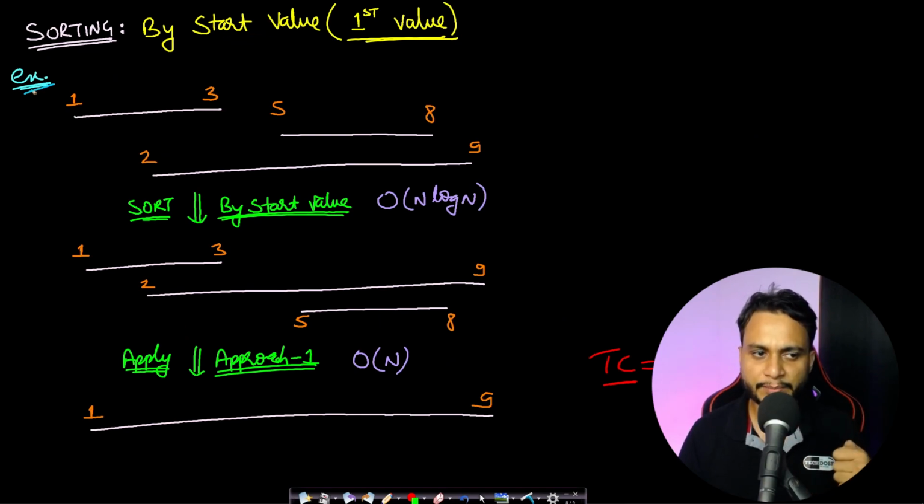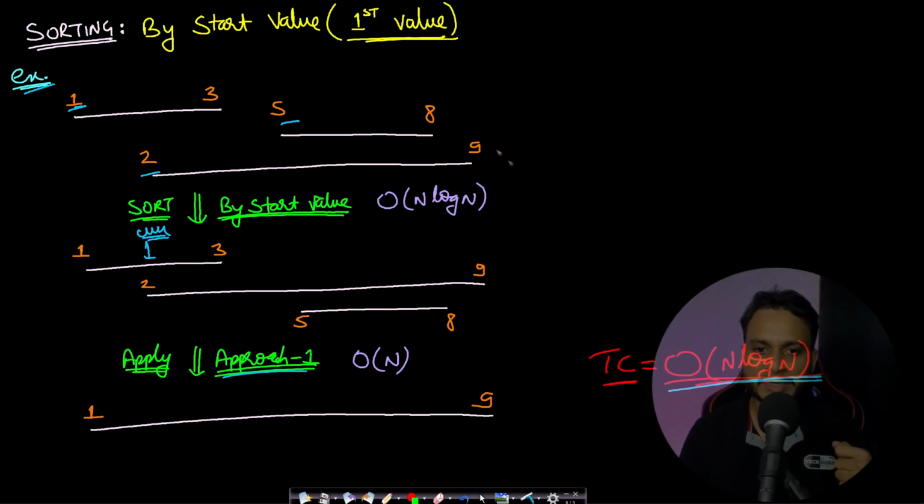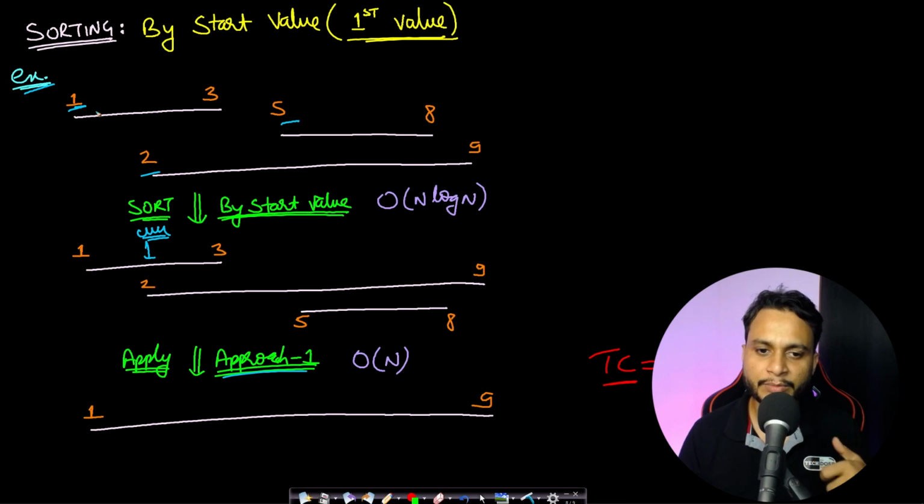So I've taken the second example, which was the counter example in the previous case, and let's try to solve that problem. 1 to 3, 5 to 8 and 2 to 9. If I sort by the first value, which is 1, 2 and 5, then I'll get 1 to 3, 2 to 9 and 5 to 8. And if I again apply the first approach, that is linear time merging using the current variable, then you will get 1 to 9 as a single interval in just one step. So here the time complexity is n log n, and this solution is bound to work for any type of example, unsorted, sorted, whatever it may be. You will not be able to come up with a counter example.